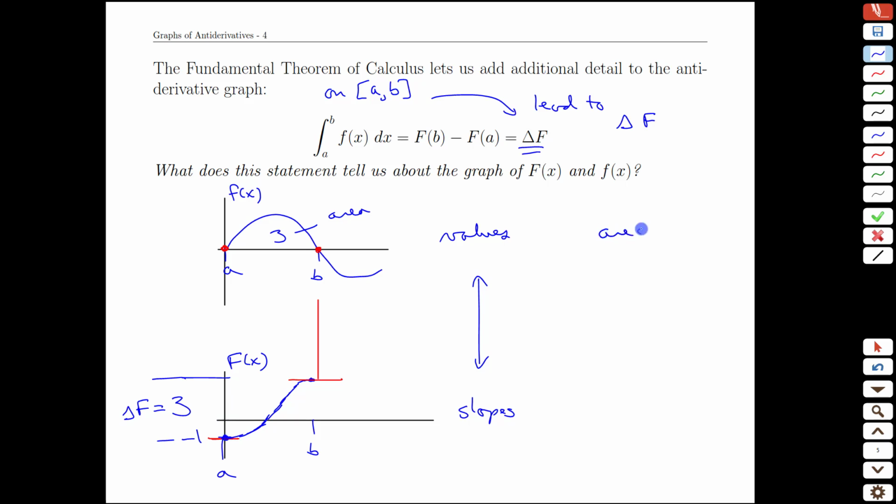So that adds another relationship that areas, or more specifically integrals, are going to translate to changes in f, or vertical distances, vertical differences. With that, we can add another layer of detail than we could before, where we were simply looking at values and slopes. Let's see that in the context of our earlier sine graph.